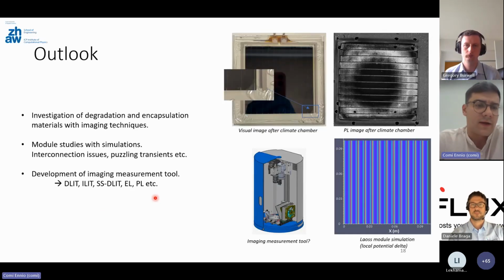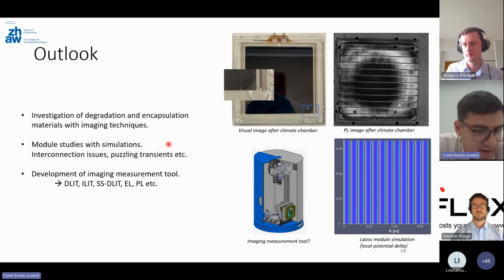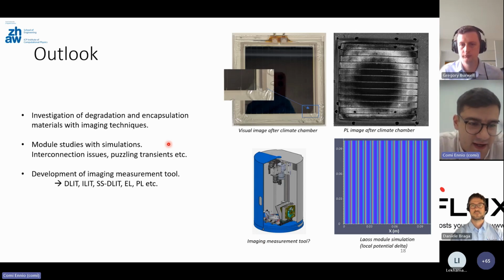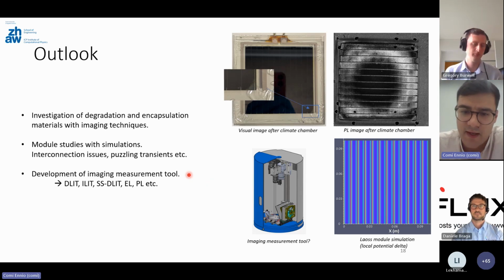And to conclude, a little outlook: we want to investigate the degradation also with imaging techniques. So with damp heat cycles, we want to see where the devices degrade and find out why. Also look at different encapsulation materials. And modules are always a bit puzzling. They have very interesting transients, and I also think that simulations can help, especially LAWS simulations. LAWS is very well capable of simulating modules, and we want to look a bit further into this.